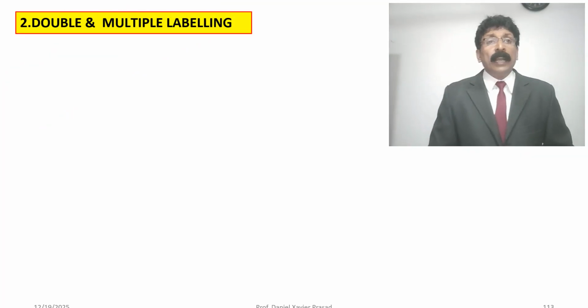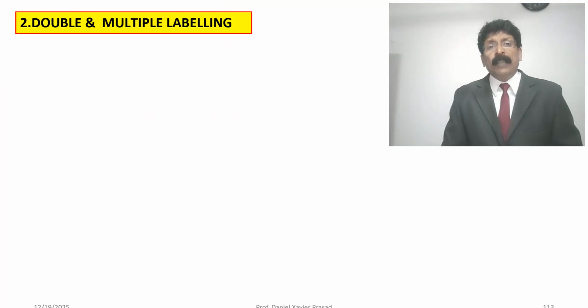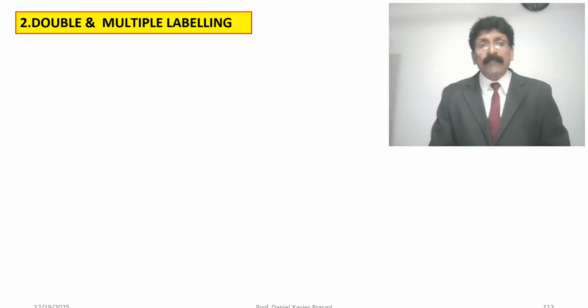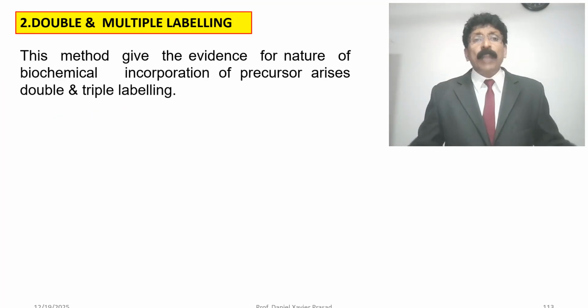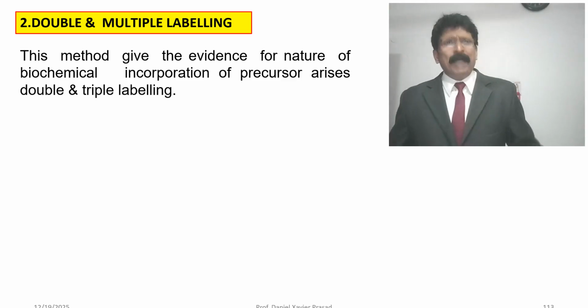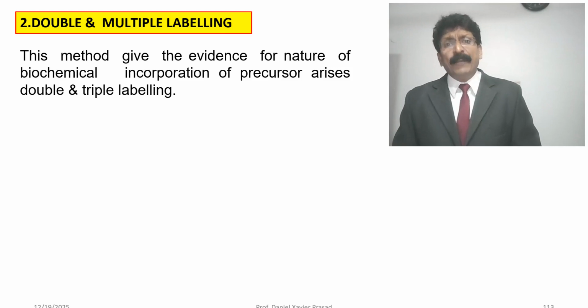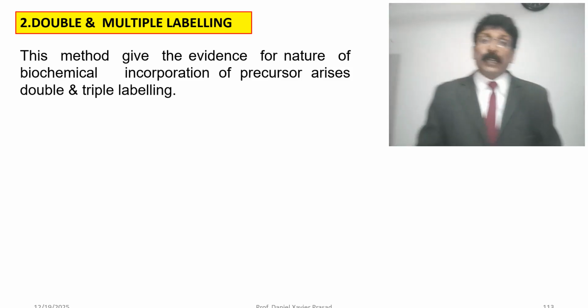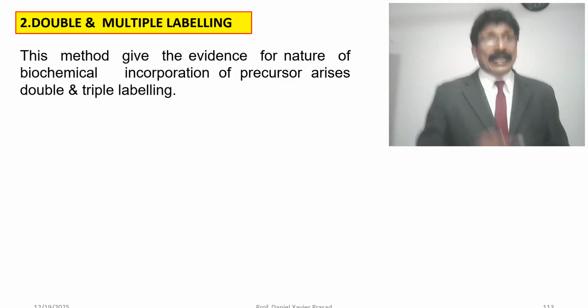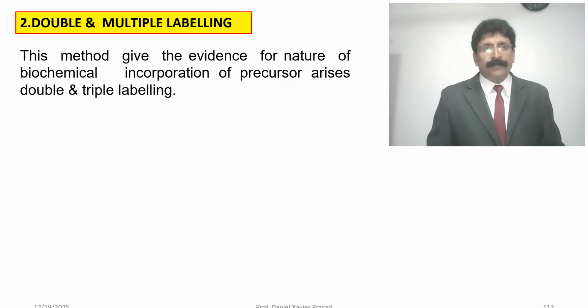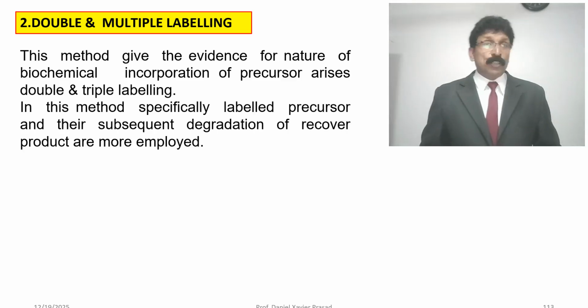Number 2, double and multiple labeling. So what do we mean by double and multiple labeling? Maybe carbon and nitrogen can both be labeled together and compared. This method gives evidence for the nature of biochemical incorporation of a precursor using double and triple labeling. Even triple labeling is possible.